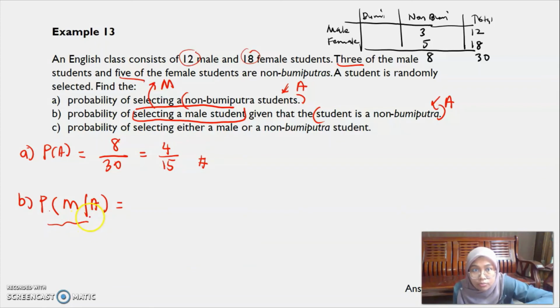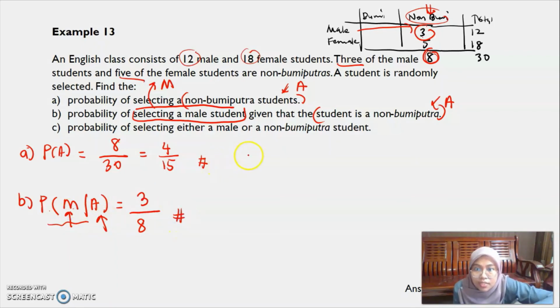the student is non-Bumi. So now the student is non-Bumi, and the total is 8. This is the event that already occurred. Now we want the probability of male from non-Bumi. Male for non-Bumiputra is only 3. So 3 over 8. This is the probability of selecting a male student given that the student is non-Bumi.